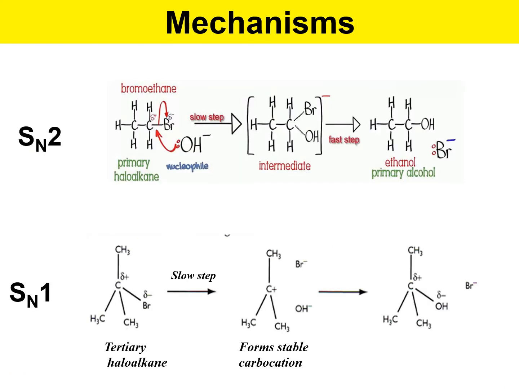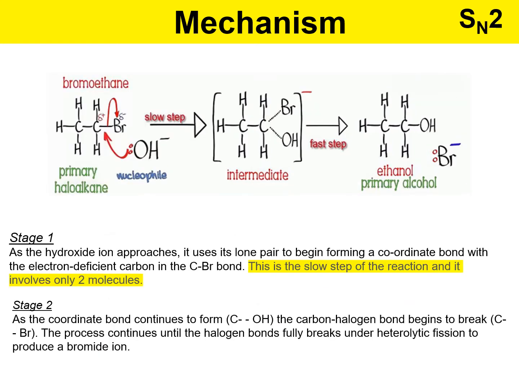With nucleophilic substitution, we can have two different mechanisms, and this will depend on whether we are starting with a primary halogenoalkane or a tertiary halogenoalkane. Let's look at the SN2 mechanism using a primary halogenoalkane. As the hydroxide ion approaches, it uses its lone pair to begin forming a coordinate bond with the electron deficient carbon in the carbon-bromine bond.